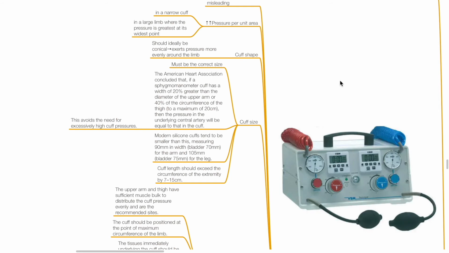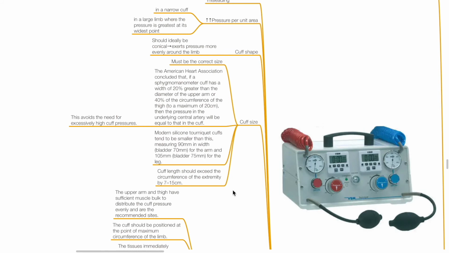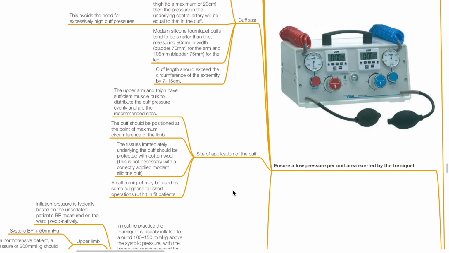Modern silicone tourniquet cuffs tend to be smaller than this, measuring 90 mm in width, bladder 70 mm for the arm, and 105 mm, bladder 75 mm for the leg. The cuff length should exceed the circumference of the extremity by 7 to 15 cm. Site of application of the cuff.